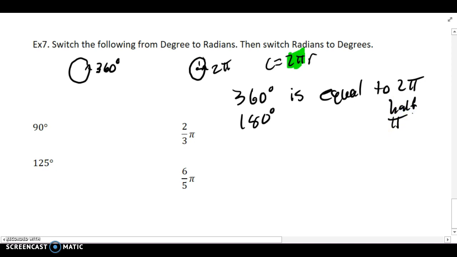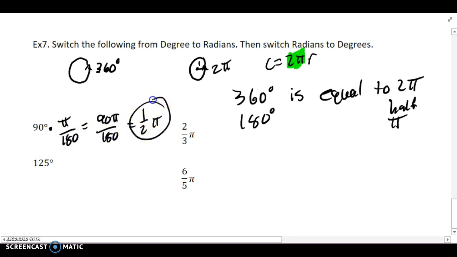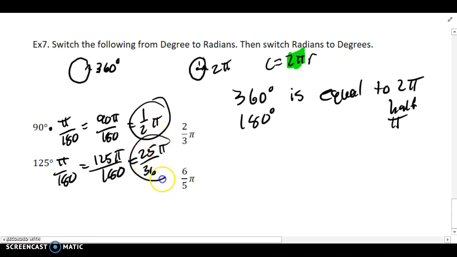There is a formula for this. To find the radians from degrees, it is simply multiplying by pi over 180. And then reducing. So this would be 90 pi over 180, which reduces to 1/2 pi, and that's the radians. Same thing here, we just multiply by pi over 180, we get 125 pi over 180, which can reduce to 25/36 pi.